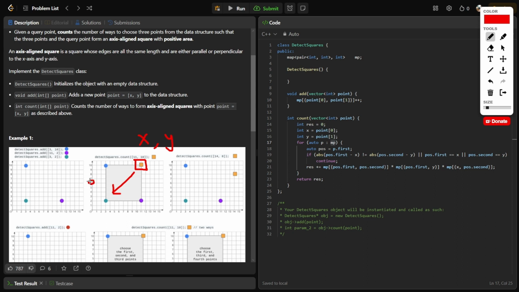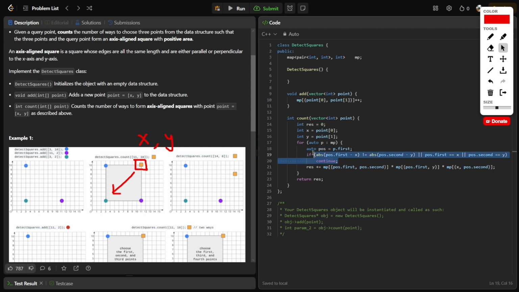Because there could be a point here, there could be a point here, and there could be another point here that could make a different circle. So we have to treat each point equally and iterate them all together. So here I have a pos. Remember, this is the point. Pos is short for position. So this is the position of the point I'm looking at.